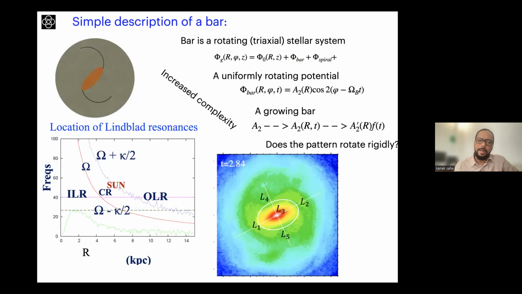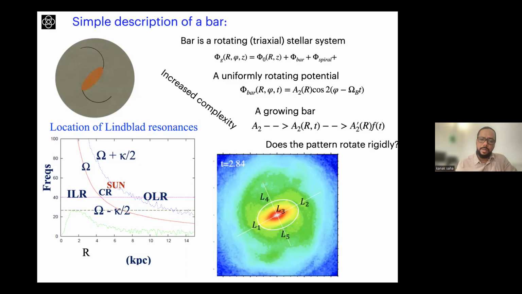Now, if you have a bar with a fixed rotating potential, or a fixed pattern speed, then it has five Lagrangian points, which are kind of important. L1 and L2 are at the ends of the bar, and L4 and L5 are along the minor axis of the bar. And because of the rotating pattern, it also has characteristic resonances, like the inner Lindblad resonance and the corotation. These resonance locations, particularly the corotation, divide the bar into two dynamically distinct regions.